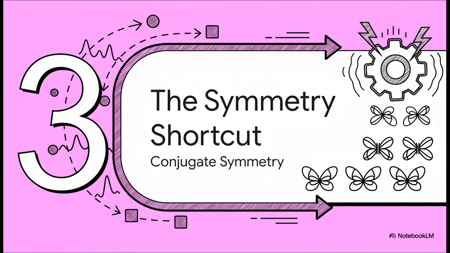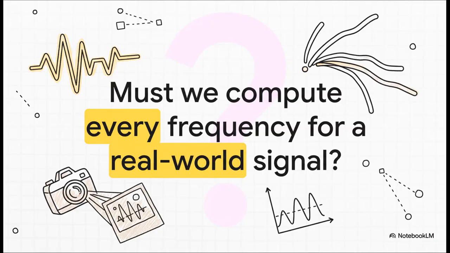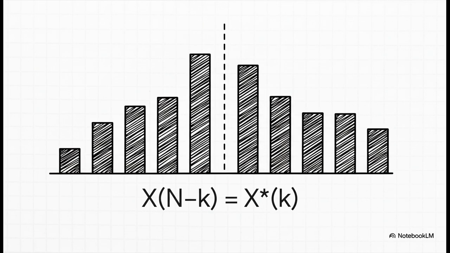Okay, next up is a property that is an absolute game changer. It's a shortcut that saves a massive amount of computing power and makes the DFT actually practical for things like your phone or computer. So let me ask you this. For a real-world signal, we're talking audio, images, things that don't have imaginary numbers, do we really need to compute every single frequency component? Is all that work necessary? The answer is a big, fat no, and it's all thanks to this awesome property called conjugate symmetry.